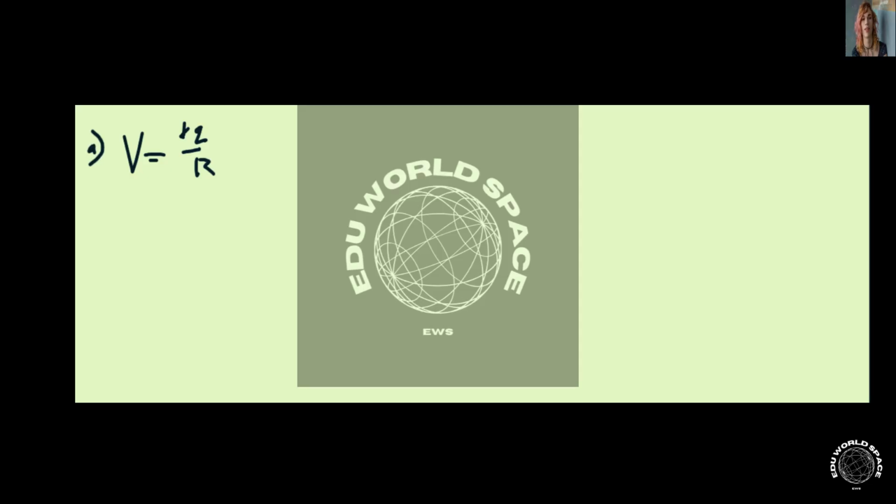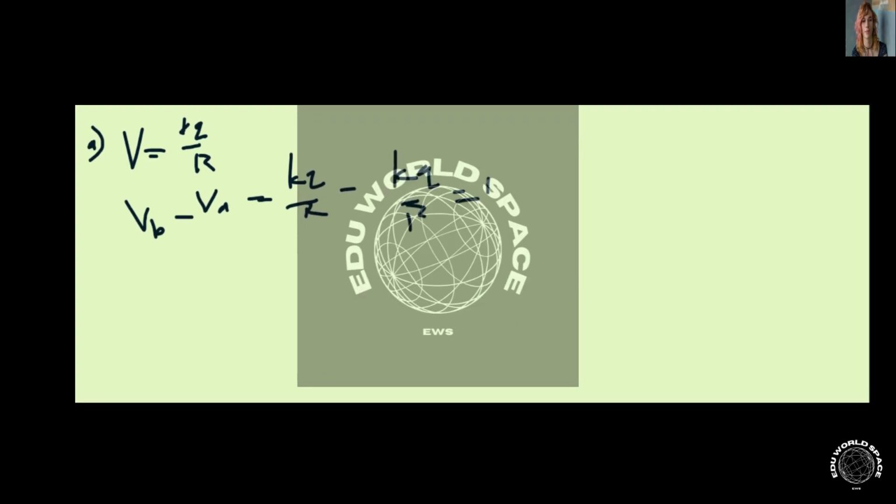If the voltmeter is connected between the points A and B, then the potential difference between A and B can be defined by the following expression. It will just be KQ over R minus KQ again over R, and this is just equal to 0. So the potential between the points A and B should be 0, and the voltmeter should be reading 0.